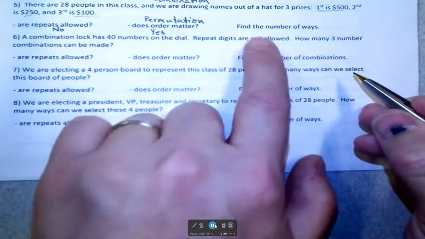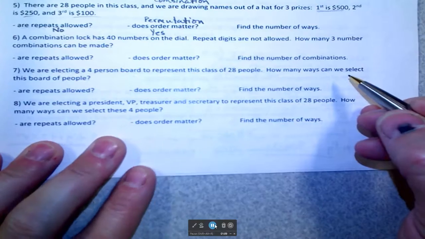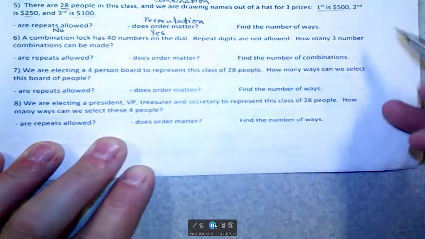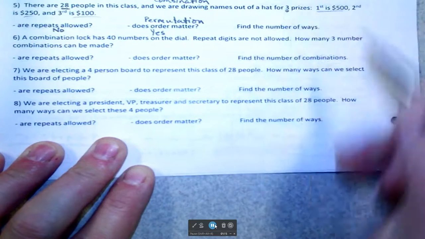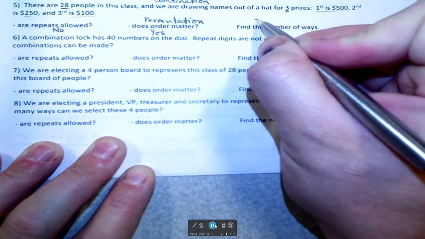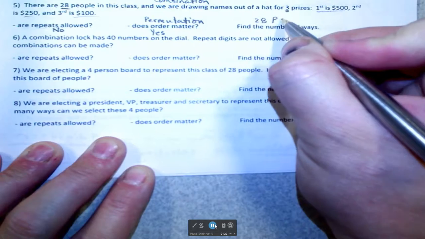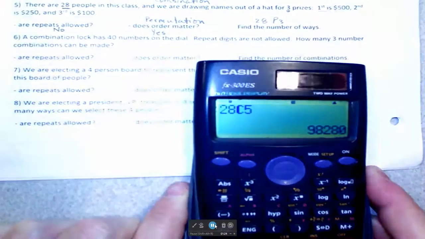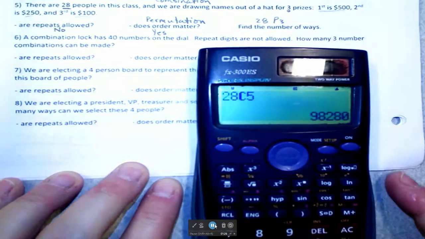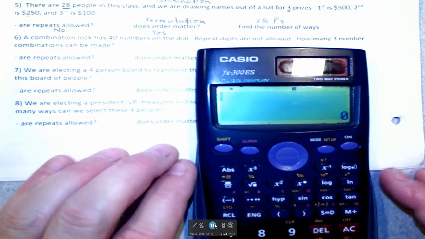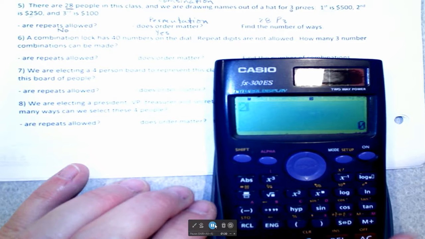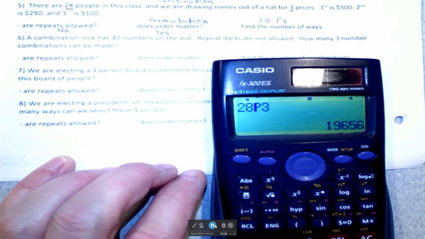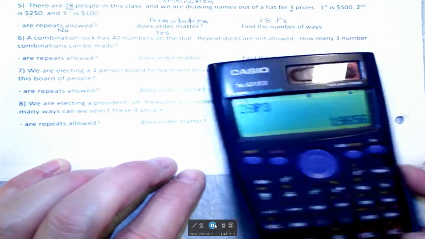Okay? Permutation. So find the ways. So this is going to be 28 people. That's your N. Pick 3. That's your R. So this will be 28P3. And again, I'll put the calculator up here just to show you typing it in. So we're going to clear this off. This is my previous example. And we're going to type 28. Press your permutation key, 3. Press enter. 19,656.